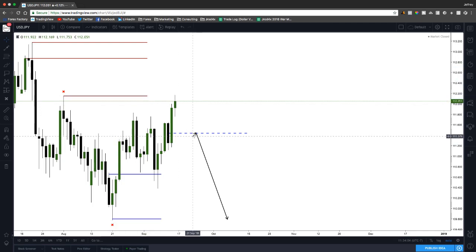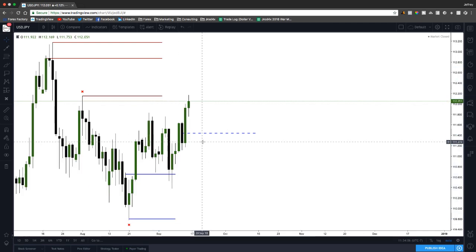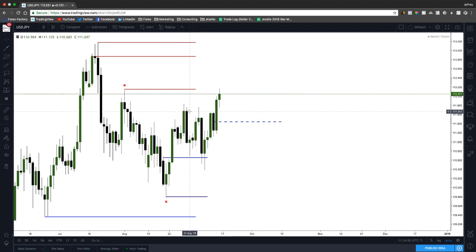Again, I'm not super excited about this pair. Nothing really that I see too enticing, but nonetheless, I think they're going to run the liquidity above 112.20. What they do from there, I don't really know 100%, but I'm thinking they'll sell off. But nonetheless, they could continue bullish. If they do, I'm expecting a run on these highs from 113 big figure to 113.20.